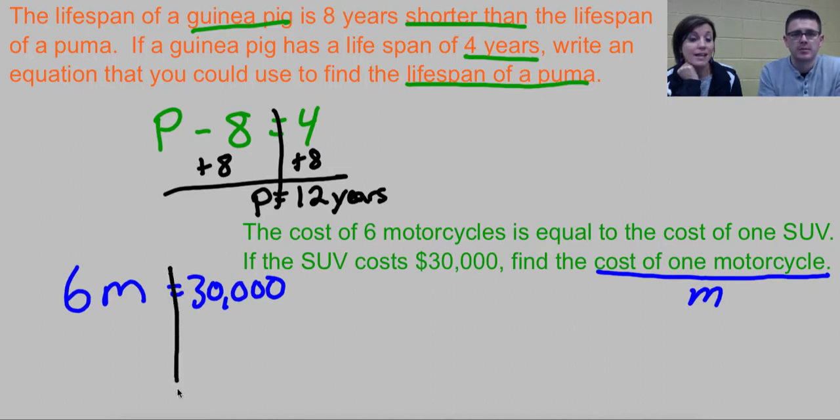So we're going to divide to undo our multiplication. Divide both sides by 6. 6M divided by 6 is 1M. 30,000 divided by 6 is 5,000. Sorry.